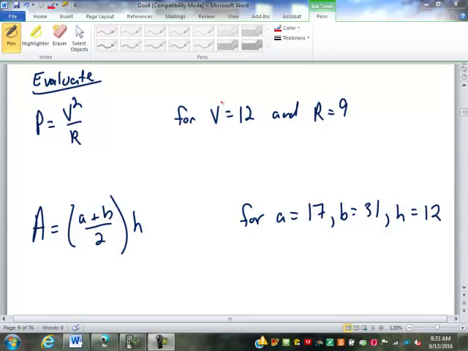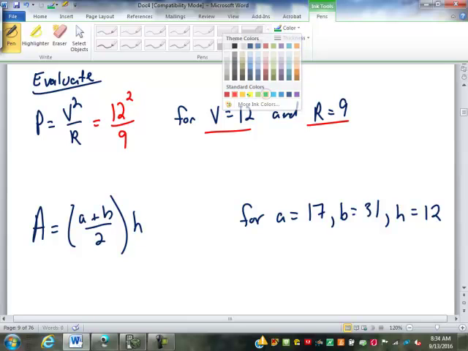Okay, so for our first one up here, P equals V squared over R. We're supposed to evaluate for V equals 12 and R equals 9. So 12 goes in for V, so it's going to be 12 squared, and 9 goes in for R. So order of operations tells us we have to do what first here?